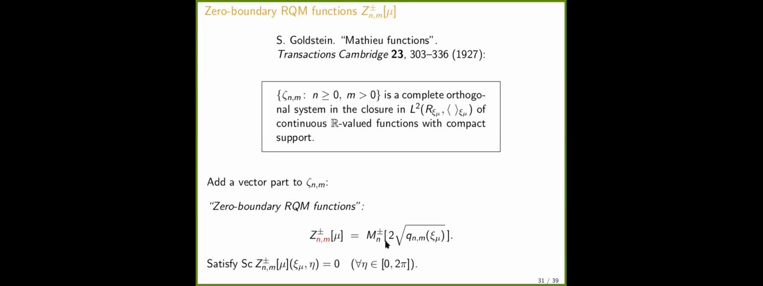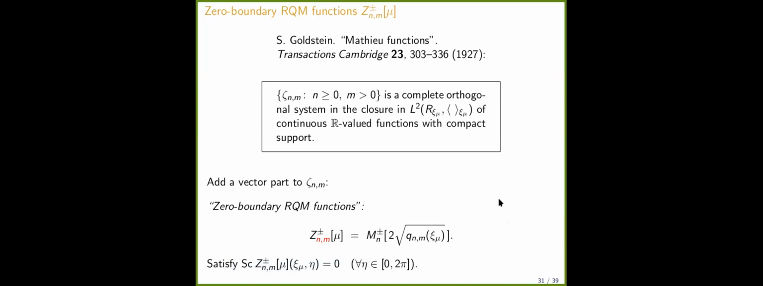So if we take this complete system and we simply consider the R3 valued functions, the Mathieu functions, with the corresponding parameter that has to be 2 times the square root of q, we introduce the zero boundary reduced Quaternionic Mathieu functions. Now these functions automatically satisfy that the scalar part vanishes on the boundary for all values of eta.